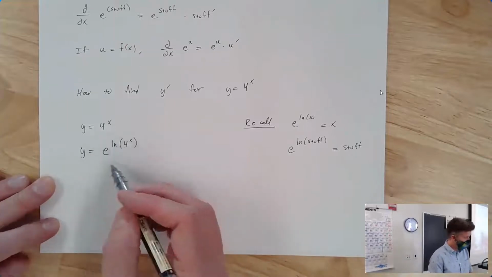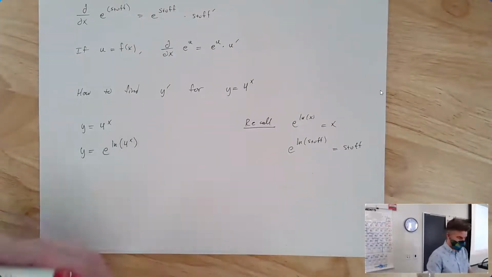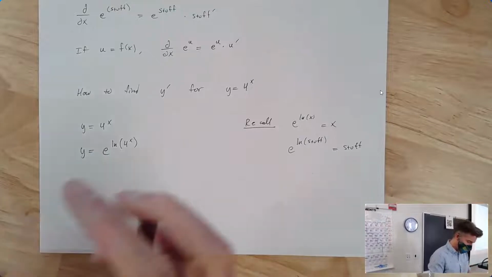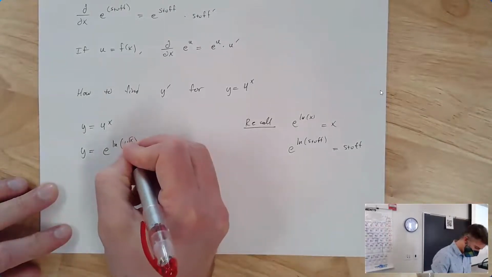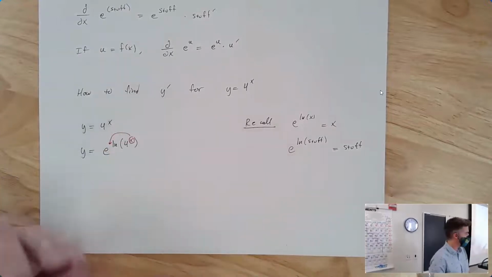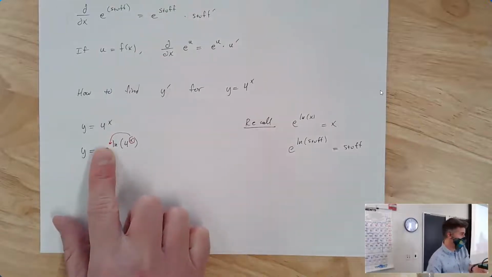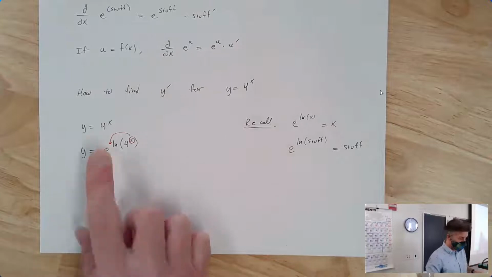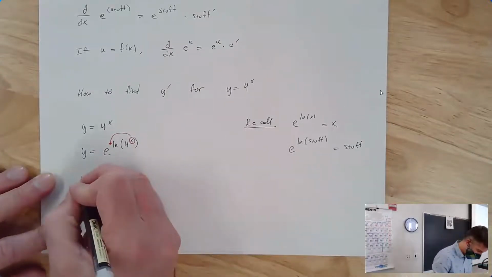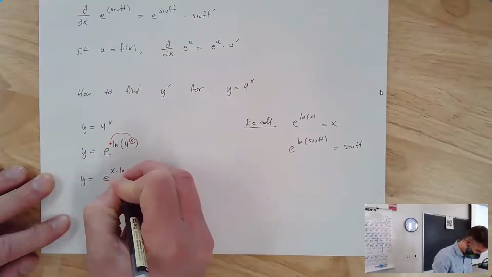So now check this out. e to the natural log of 4 to the x. What can I do with that x? Oh, we can come down in front of the natural log of 4. If you ignore the e for a second, you've just got natural log of 4 to the x, and the power can always come down in front of the logarithm. So I can rewrite this as y equal to e to the x times natural log of 4.